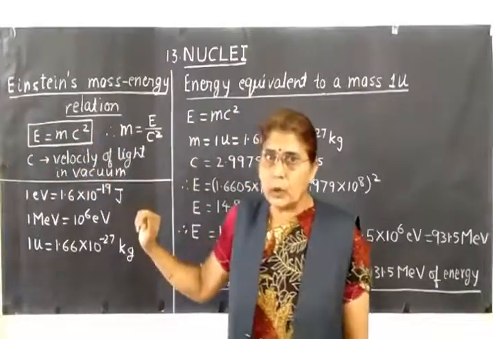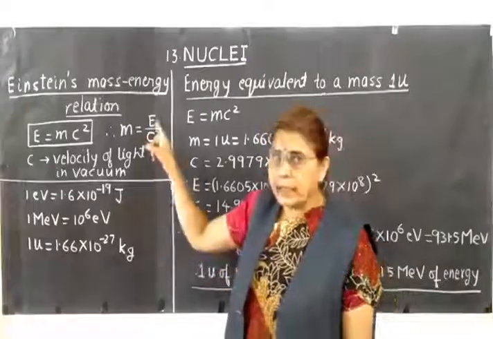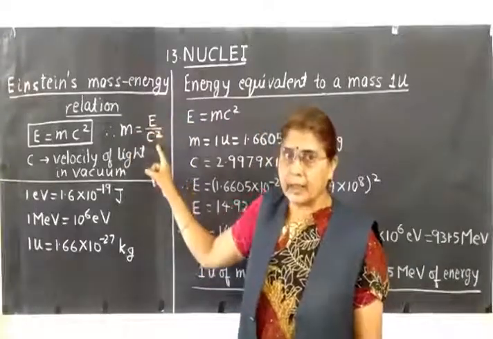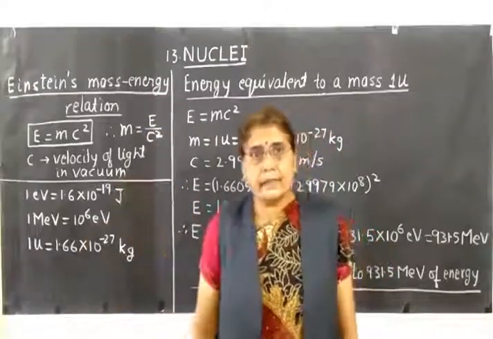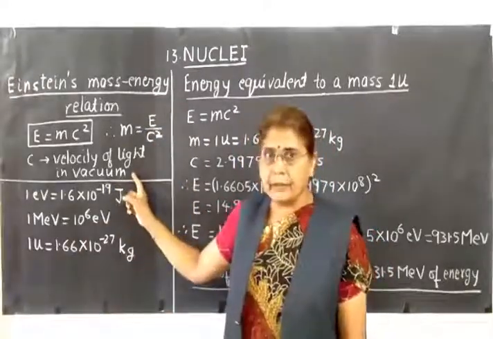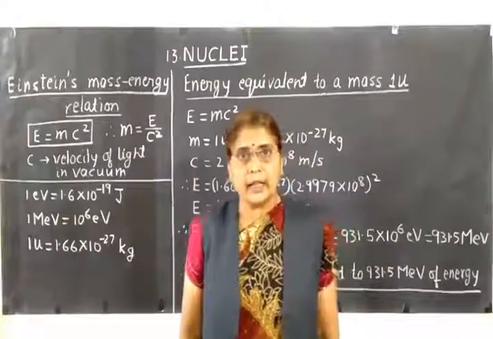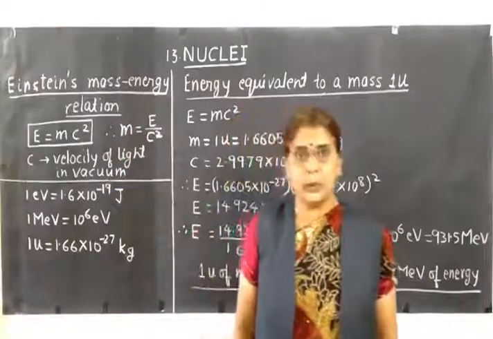The converse is also true. The energy E is equivalent to a mass m equals E upon c square. What is c here? c is the velocity of light in vacuum. So using this relation, we shall find out the energy equivalent to a mass 1 U.